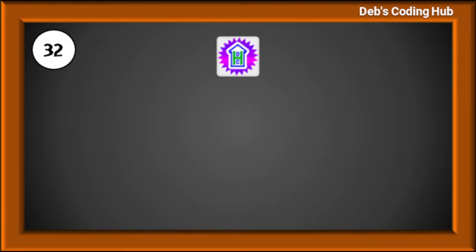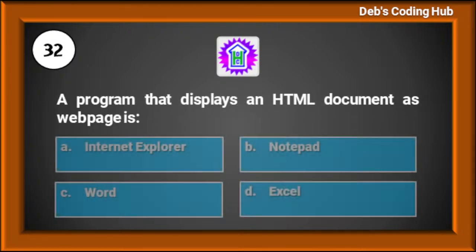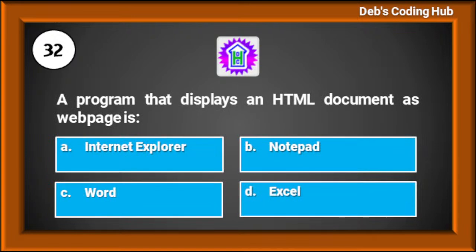A program that displays an HTML document as a web page is called, or is, here we have Internet Explorer, which is a web browser. A web browser can display a web page. Okay, so other software are Notepad, Word, Excel. These are not equipped to display a web page. So the answer will be Internet Explorer.